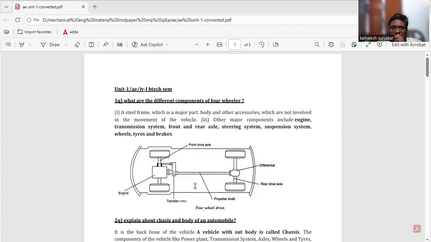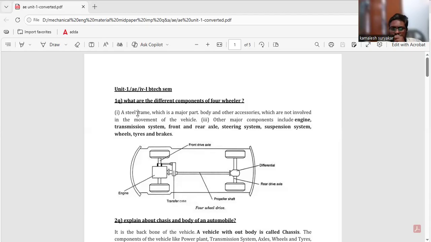You can see here the four-wheelers. You can see the front wheels here in the diagram and the back wheels. They are called the rear drive axle system and front wheel axle system. Here the engine we have arranged. So the components of this are divided into four parts mainly. Here a steel frame is there.